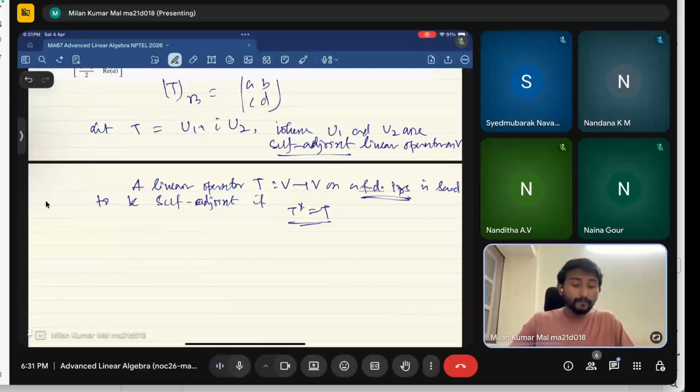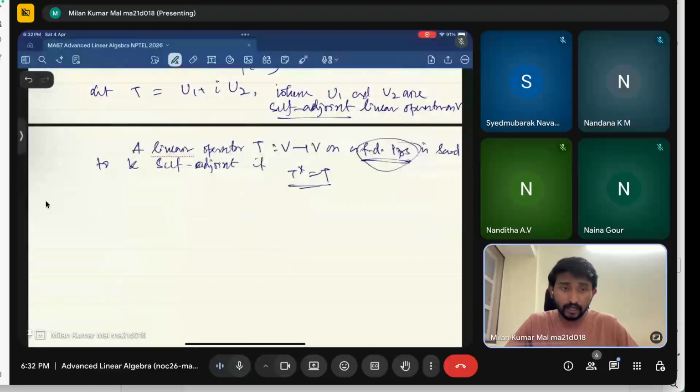A linear operator T on a finite dimensional inner product space is said to be self-adjoint if this happens, because whenever we consider a linear operator, it may or may not have the adjoint. But if V is a finite dimensional inner product space, you will always have the adjoint operator. That's why whenever we involve the adjoint, we always consider a finite dimensional inner product space. Here it is finite dimensional, so there is no harm. In fact, in infinite dimensional inner product spaces, in many places there is still an adjoint of a bounded linear operator.